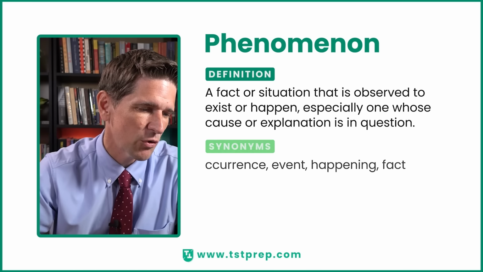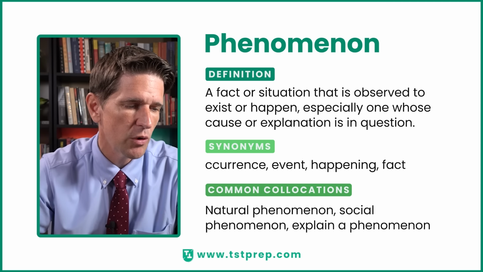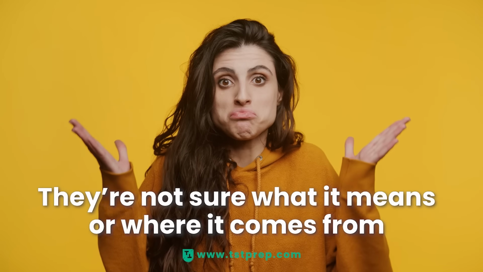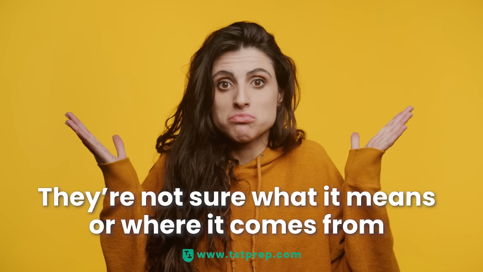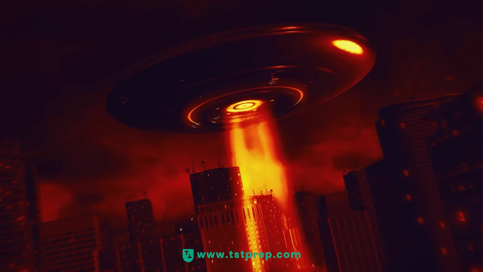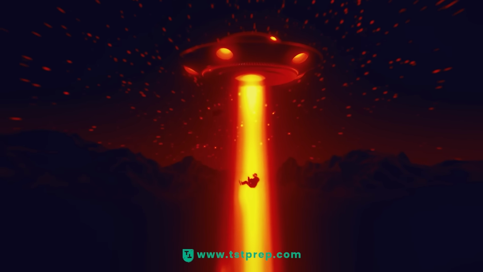So it's a fact or situation that is observed to exist or happen, especially one whose cause or explanation is in question. So what does "in question" mean? That means that they're not sure what it means, where it comes from. A good example is anything involving aliens. If you see a red light in the sky and it's unusual, they don't know what it is. It's some phenomenon. And so they can't explain this phenomenon here, this red light in the sky.